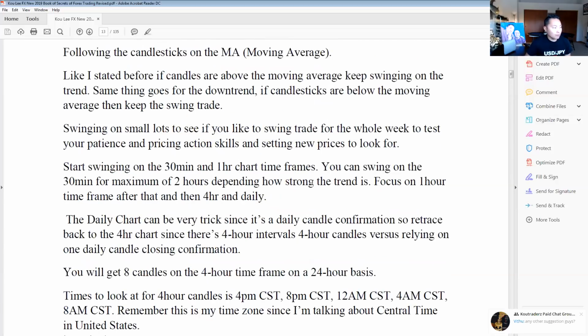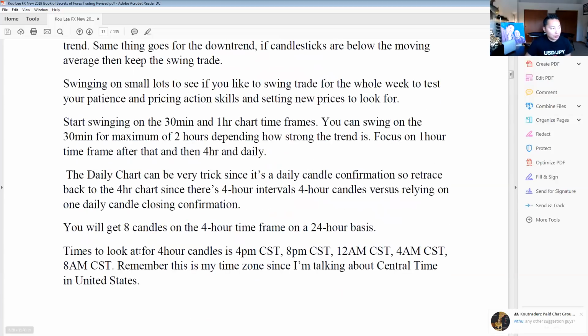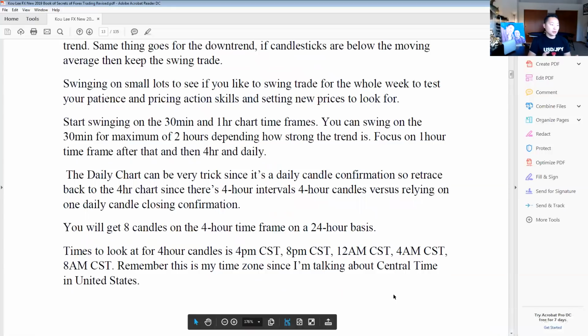And let me touch base here. I'll show the times to look for at the 4-hour candle. If you're on Central Time like I am, it's 4 p.m., 8 p.m., 12 a.m., 4 a.m., 8 a.m. On TradingView, it's already set on the currencies, and that way you can see that every 4 hours you get a brand new 4-hour candle. Since I'm on Central Time, those are the times I'll be looking at. If you're on Eastern Time, you're looking at 5 p.m., 9 p.m., 1 in the morning, 5 in the morning, and 9 in the morning.